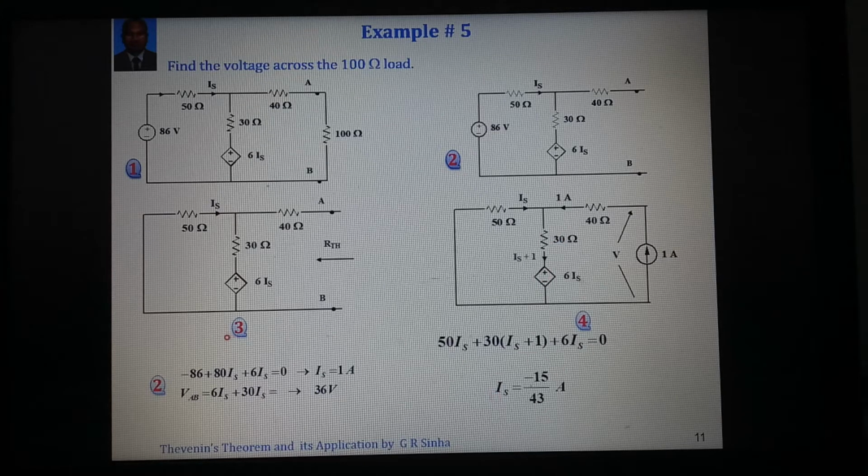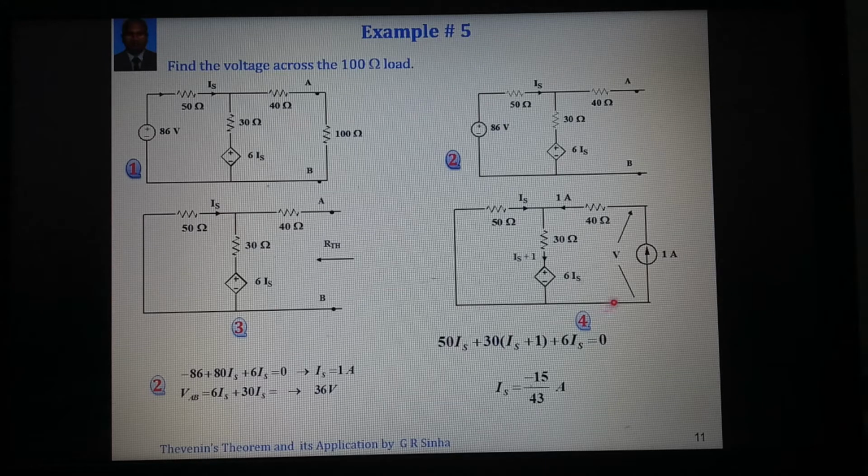And what is the second one? The second KVL can be written from this circuit diagram, easily, because the load is removed, that is 86 equal to 50Is plus 30 into Is, because this is open circuit and we are interested in determining the Thevenin voltage, plus 6Is. So this is how we can calculate, because this is VAB. What is VAB? It is 30 into Is plus 6Is. So 30Is plus 6Is comes as 36 volt. So this 36 volt is the open circuit voltage, which can be calculated from circuit number 2 itself.